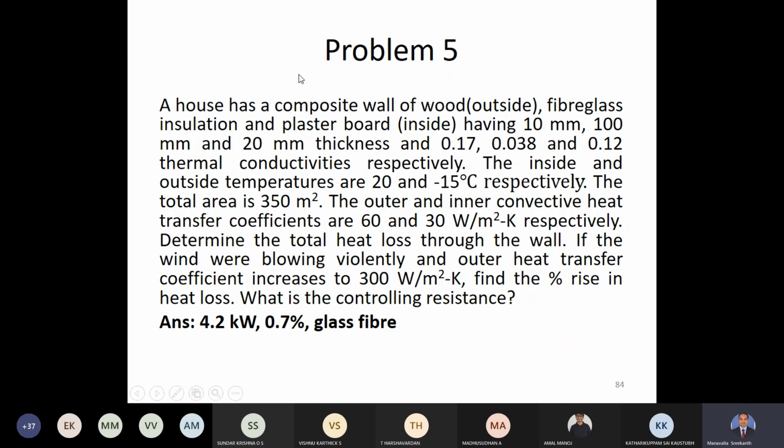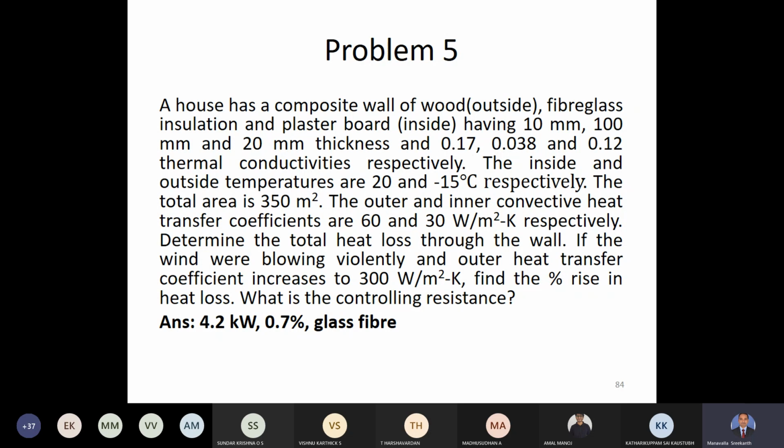Okay. Now this appears to be a slightly lengthy problem, but it's actually a simple problem. Let us read the problem. A house has a composite wall of wood on the outside, fiberglass insulation, and a plaster board inside. So there are 3 layers: 10 millimeter thick wood, 100 millimeter thick fiberglass insulation, 20 millimeter thick plaster board, and the conductivities also are given.